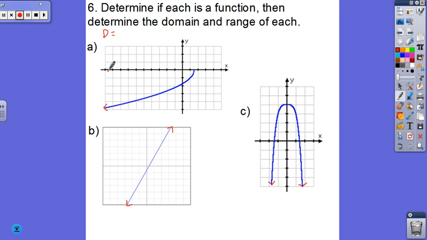For my domain, remember my domain is all possible x values. So when I look to the left and to the right, I want to list it from least to greatest. So my graph continues to go to the left forever, which would be -infinity. So my domain for this one is going to be from -infinity all the way to the left. And then as I go to the right, the furthest it goes to the right is this value right here, which looks to be about 1.5.